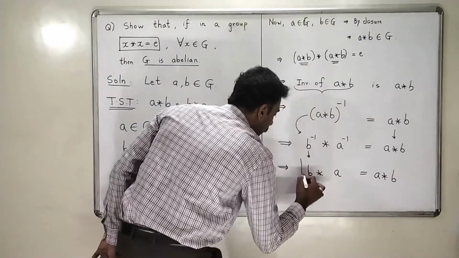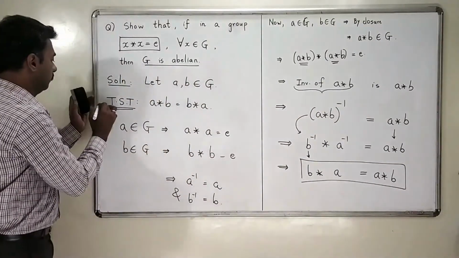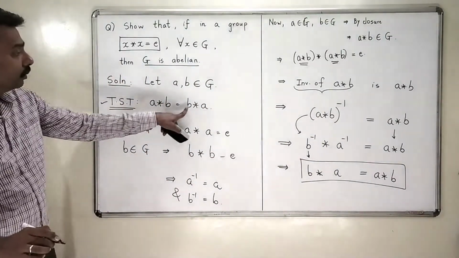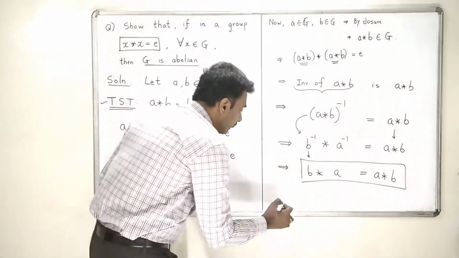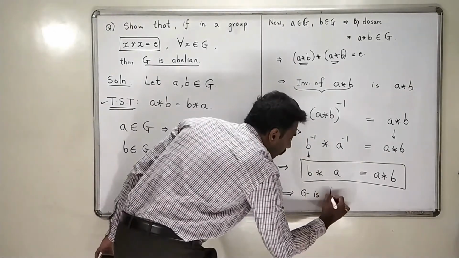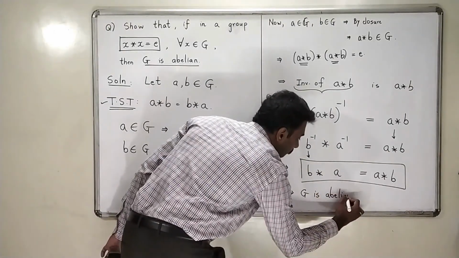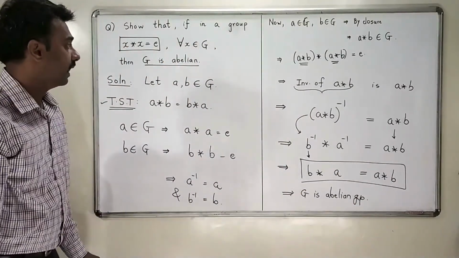See, did we reach the conclusion that we wanted to reach? We wanted this: A star B must be equal to B star A. So we have reached that final conclusion. This means that G is an abelian group. This finishes our exercise.